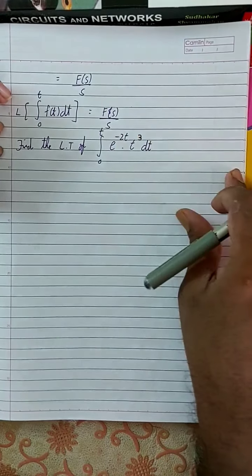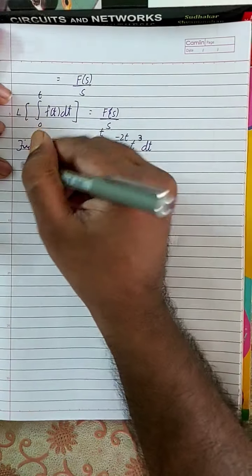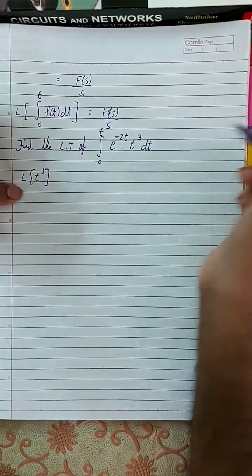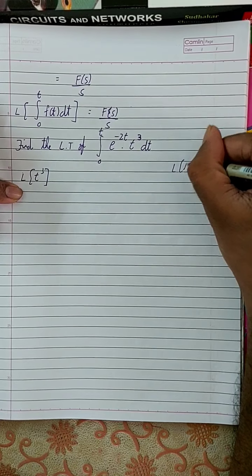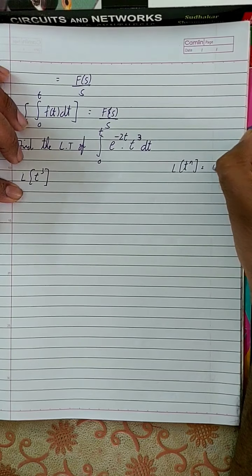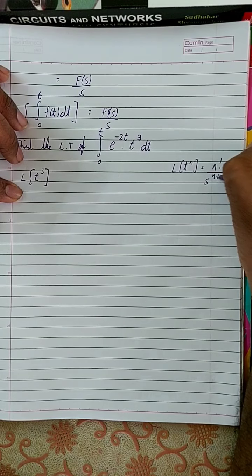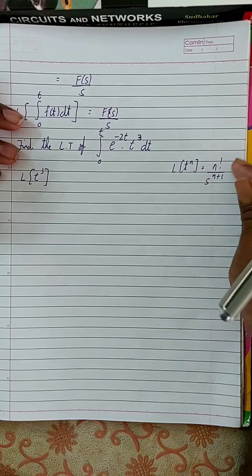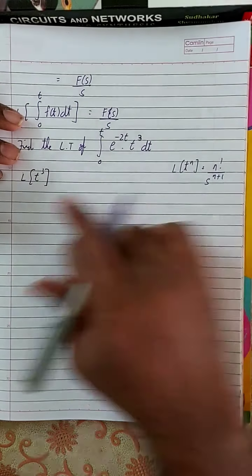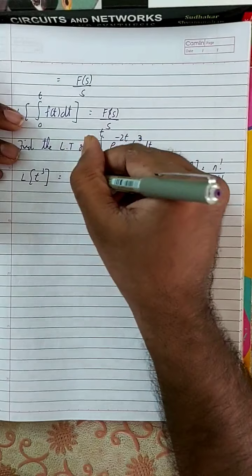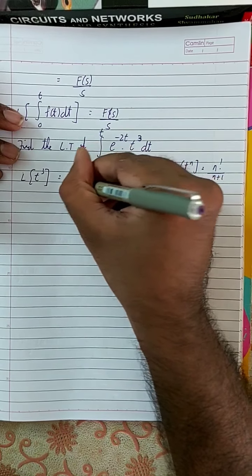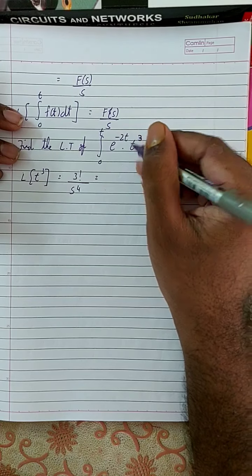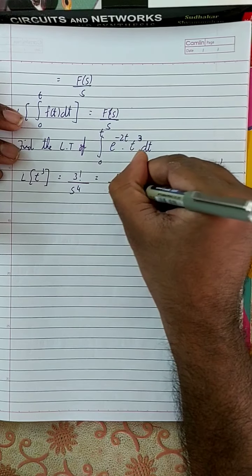So what is the Laplace transform of t cube? We know that the Laplace transform of t raised to n is equal to n factorial by s raised to n plus 1, right? Which is one of the basic functions that you should study. Therefore, the Laplace transform of t cube is nothing but 3 factorial by s raised to 4. 3 factorial means 1 into 2 into 3, which is 6. So 6 by s raised to 4 is the Laplace transform of t cube.